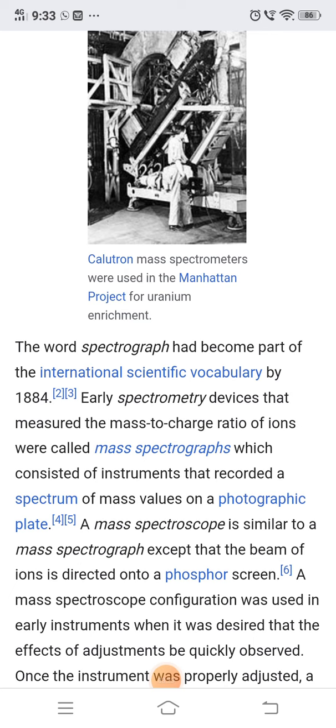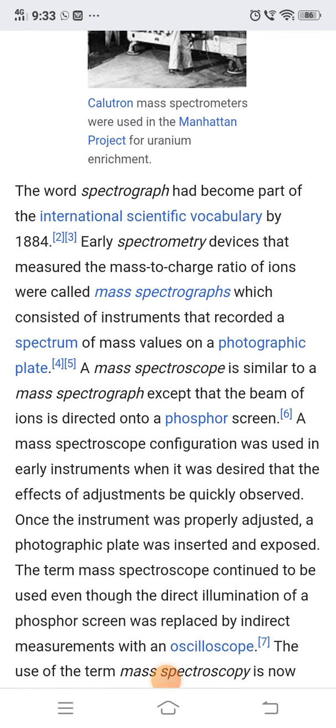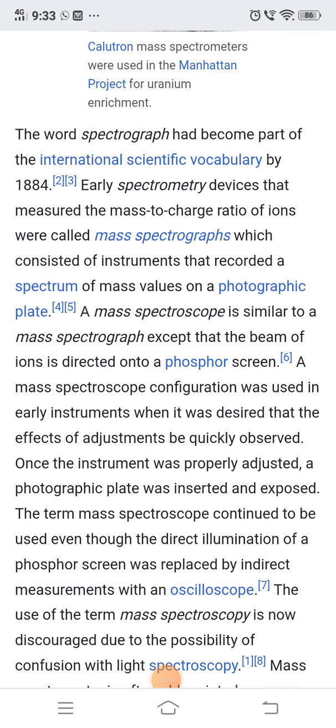Early spectrometry devices that measured the mass to charge ratio of ions were called mass spectrographs, which consisted of instruments that recorded a spectrum of mass values on a photographic plate. A mass spectroscope is similar to a mass spectrograph except that the beam of ions is directed onto a phosphor screen. A mass spectroscope configuration was used in early instruments when it was desired that the effect of adjustment be quickly observed. Once the instrument was properly adjusted, a photographic plate was inserted and exposed.